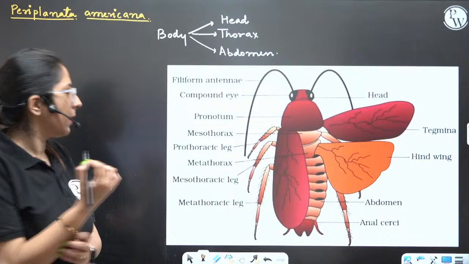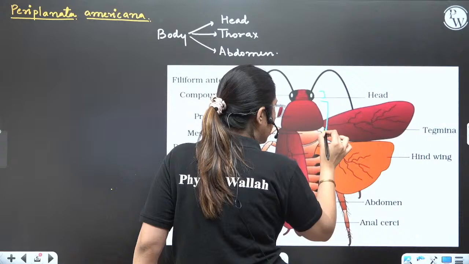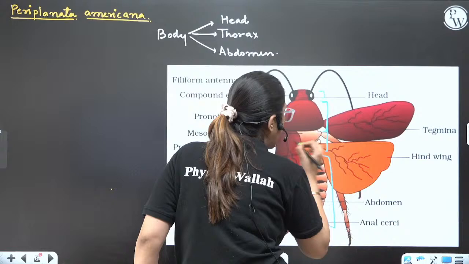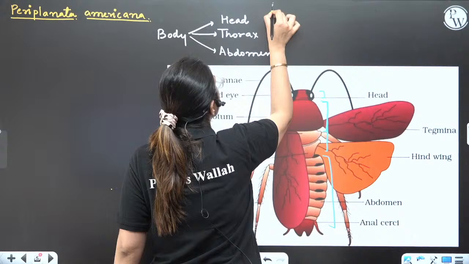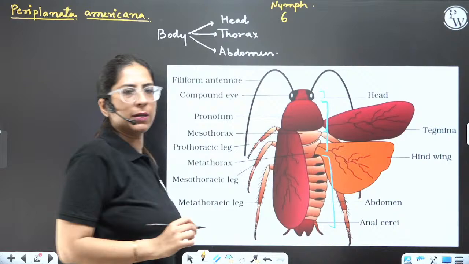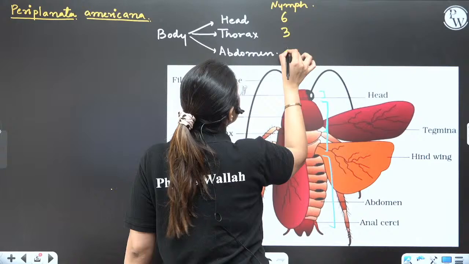How? Please have a look, buddies. See, this is a head part, this is a thorax part, the further thorax part, and then this is the abdomen part. Clear? When we talk about a nymph, at the nymphal stages, head is made up of 6 segments. Thorax is made up of 3 segments. Abdomen is made up of 11 segments.